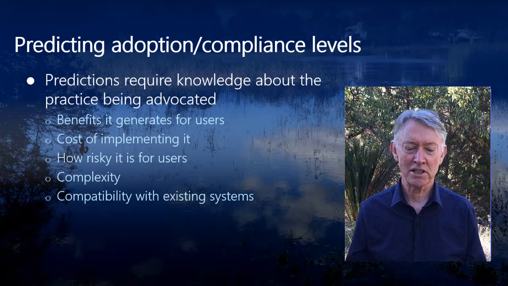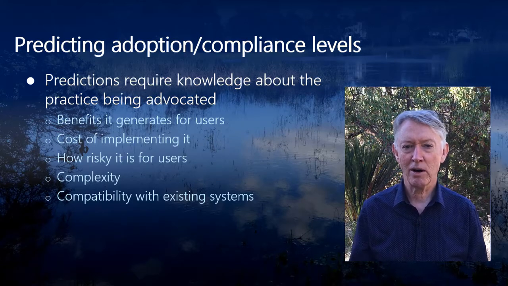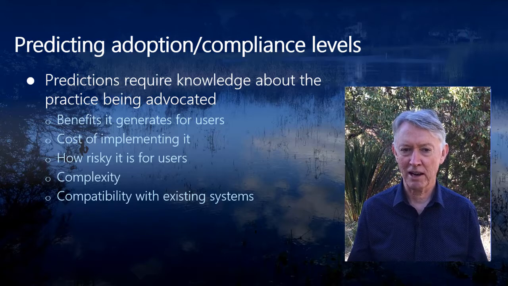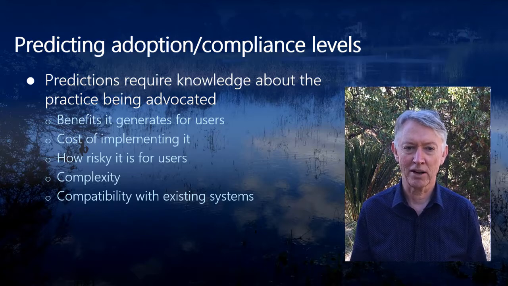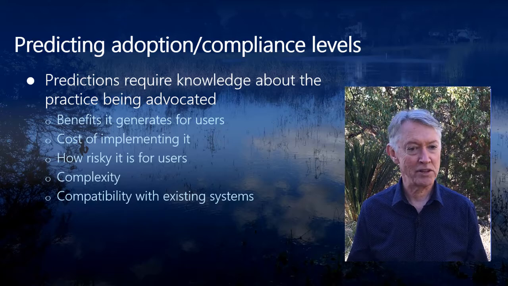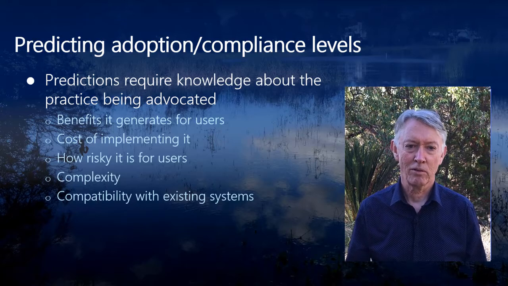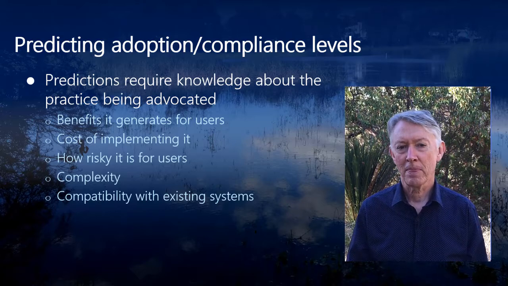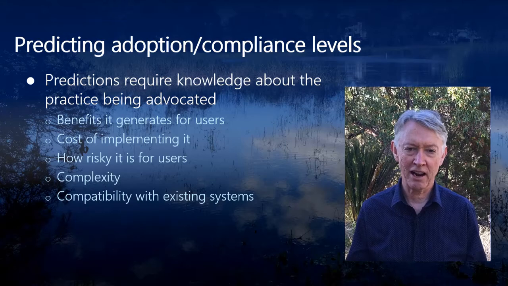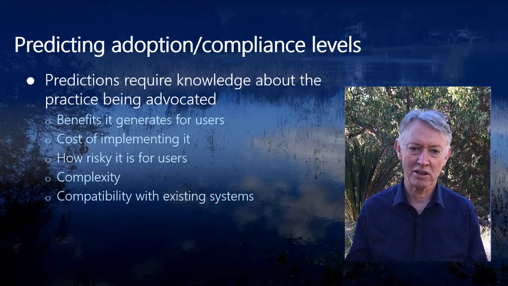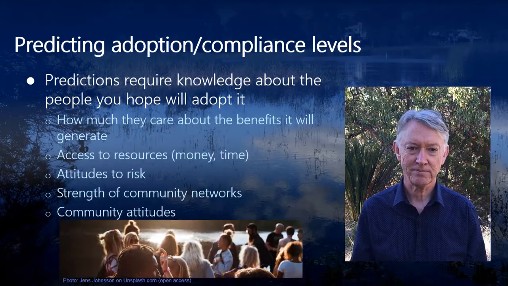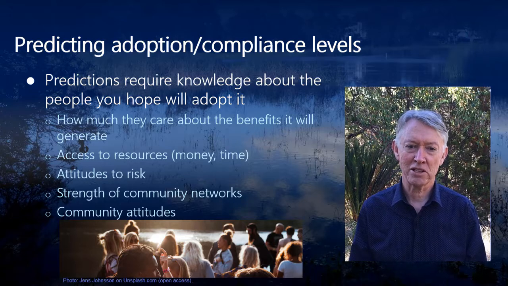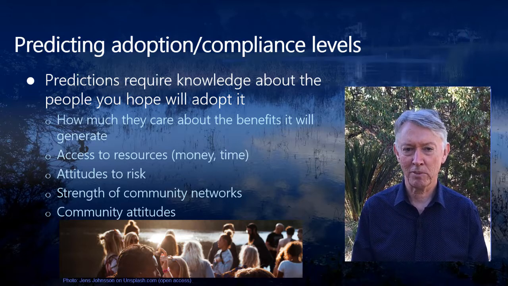Now what about predicting what the level of A, the level of adoption, would actually be? Predictions require knowledge about the practice that's being advocated. That's one type of knowledge that's required. We need to know what benefits it generates for users, what's the cost of implementing it to users, how risky is it to users, how complex is it, and is it compatible with what they currently do, their existing systems or their existing preferences. We also need to have information about the people who we hope will adopt the practice.